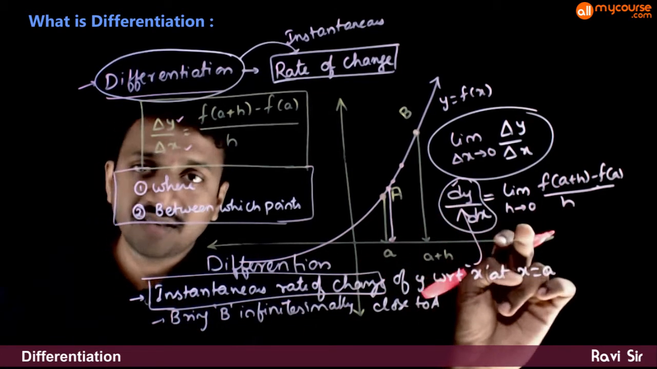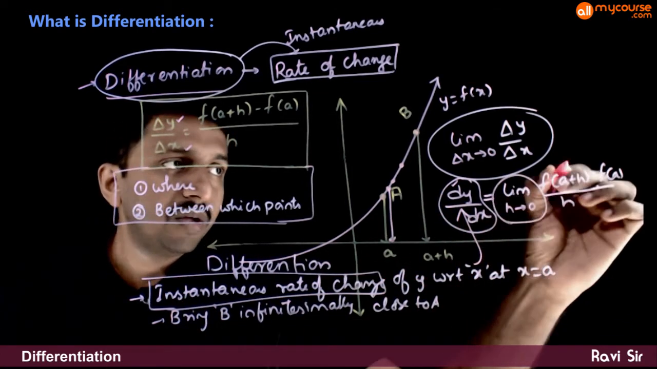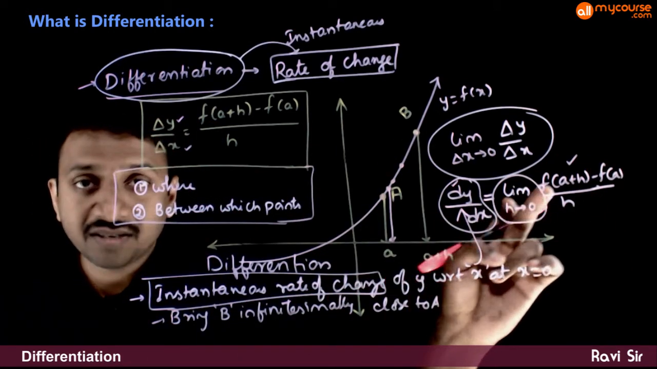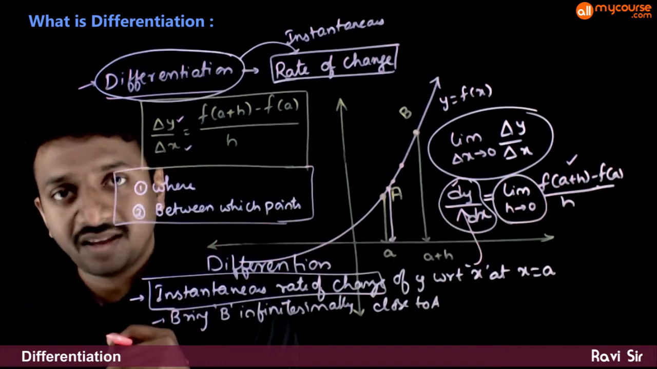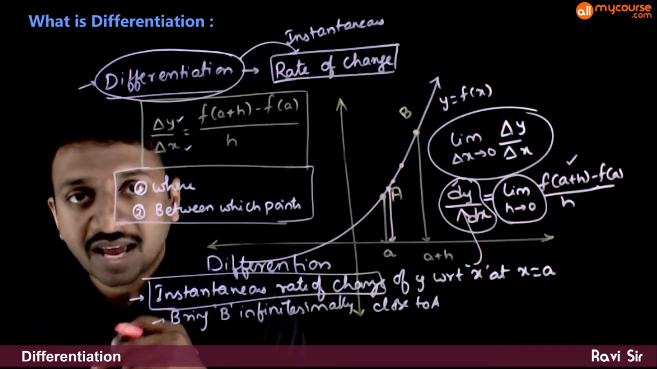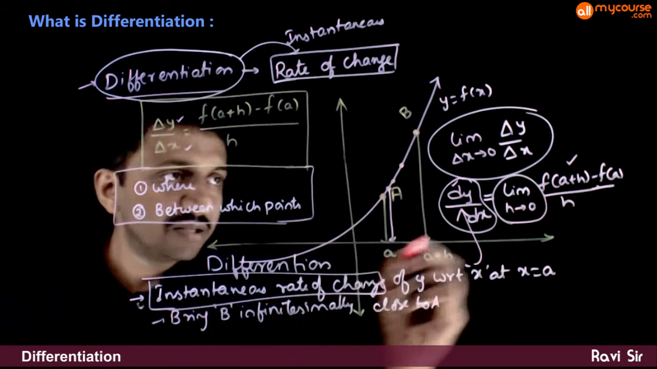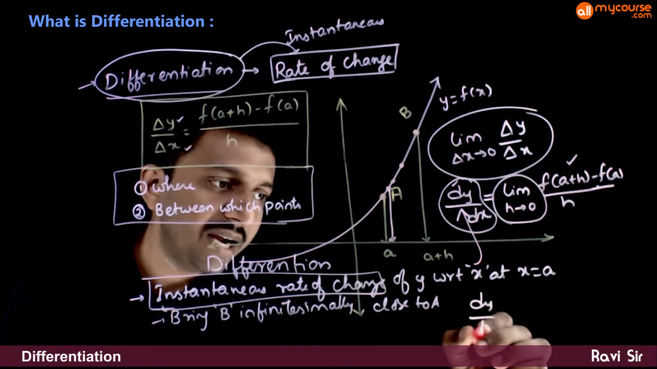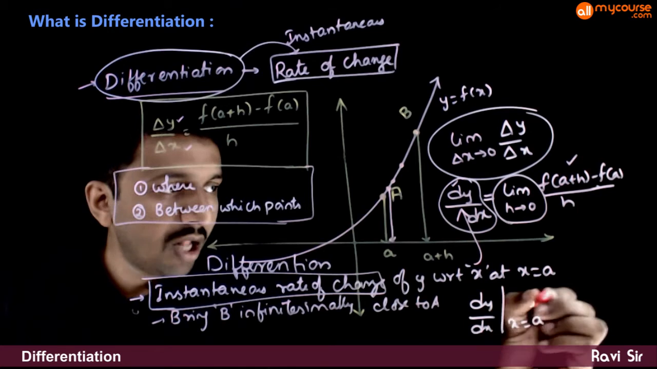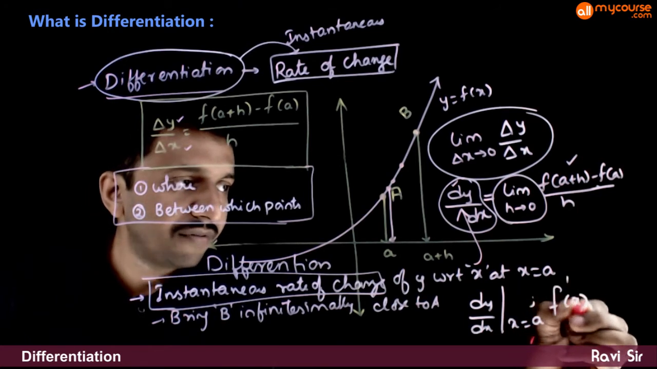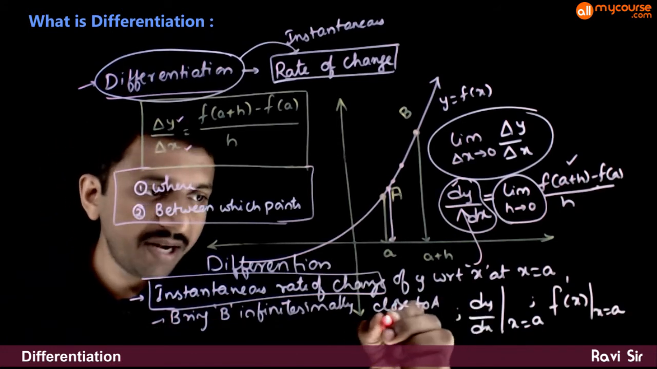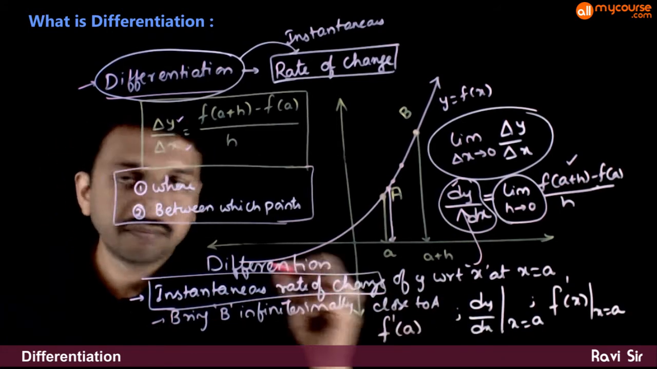So dy by dx is limit h tends to 0 f of a plus h minus f of a by h. So this is the differentiation of y with respect to x at x is equal to A. So we write it as dy by dx at x is equal to A, or we can also denote it as f dash of x at x is equal to A, or we can simply denote it by f dash of A.